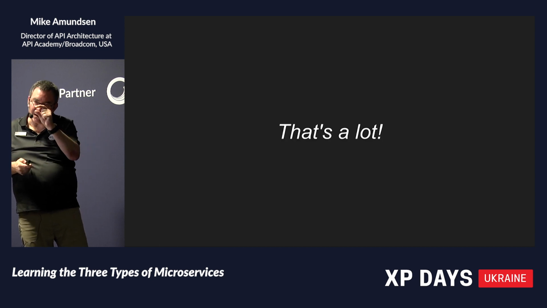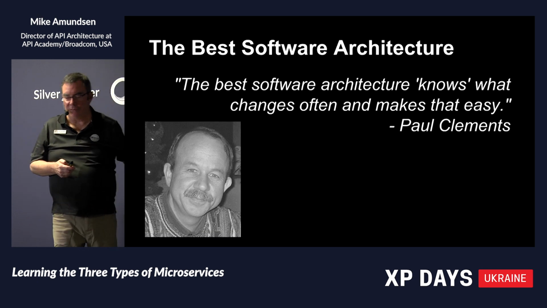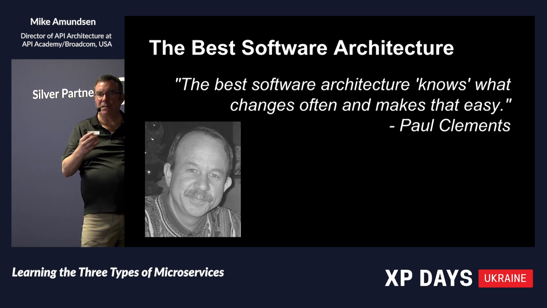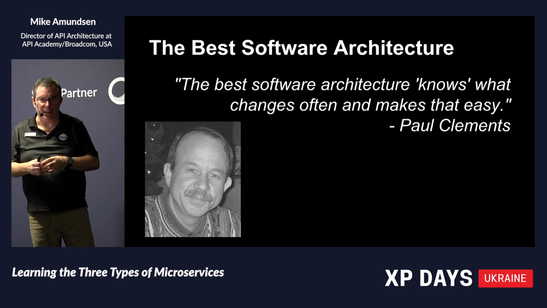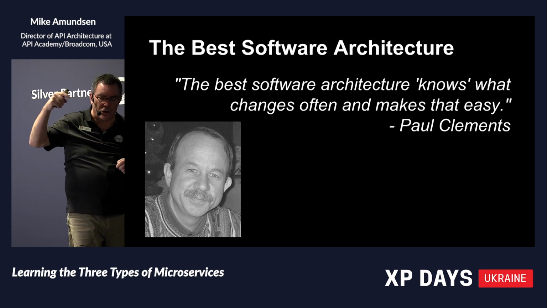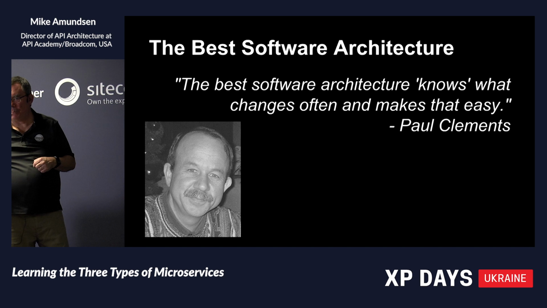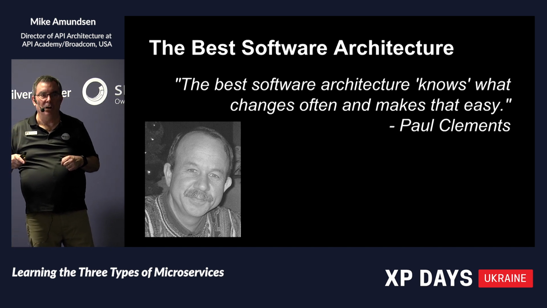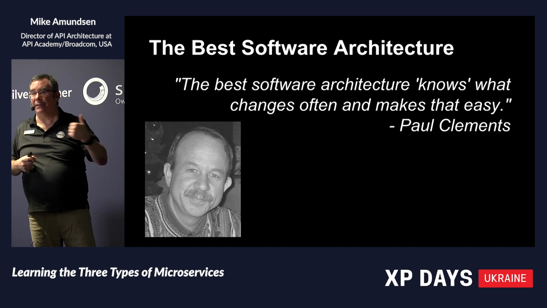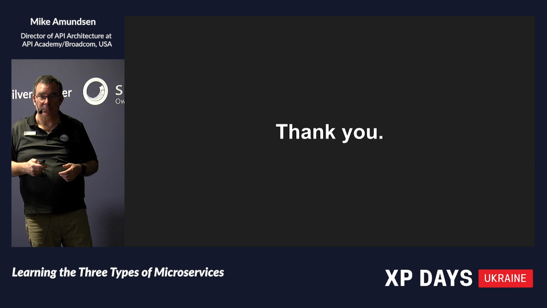That's a lot to think about. The good news is we can think about it in small chunks and small pieces. I like this quote from Paul Clements, another great software architect that helped build a lot of the foundations. The best software architecture knows what changes often and makes that safe and easy. What part of the system changes? Let's make that easy so it's hard to screw up and it's easy to build.